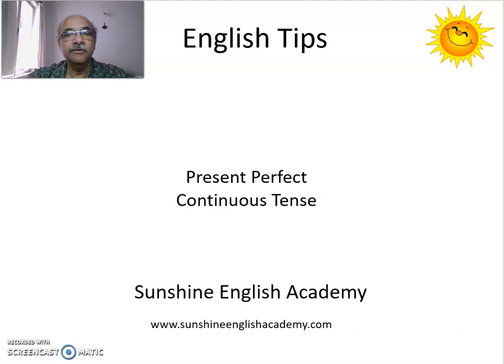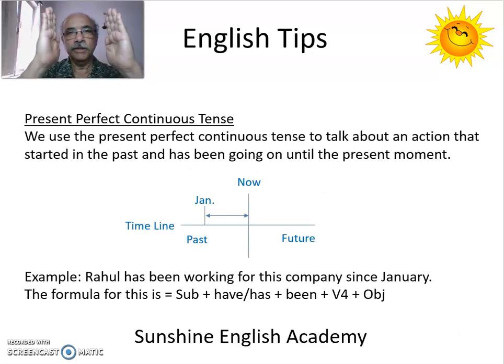In this lesson, we are going to look at the present perfect continuous tense. Now look at my hands. When we talk of the present perfect continuous tense, we talk about an action which started in the past. Now, this is the past. And the action has been going on over a period of time till the present moment. This is now or the present moment.